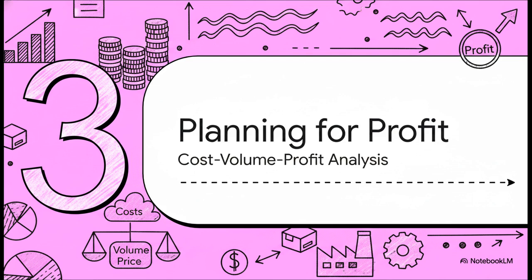All right, so our costs are properly assigned. We've got our second tool. Now we can grab the third tool from our toolkit, planning for profit. This is where we use something called cost volume profit analysis, or CVP, to really understand the dynamic relationship between our sales, our costs, and our profits.